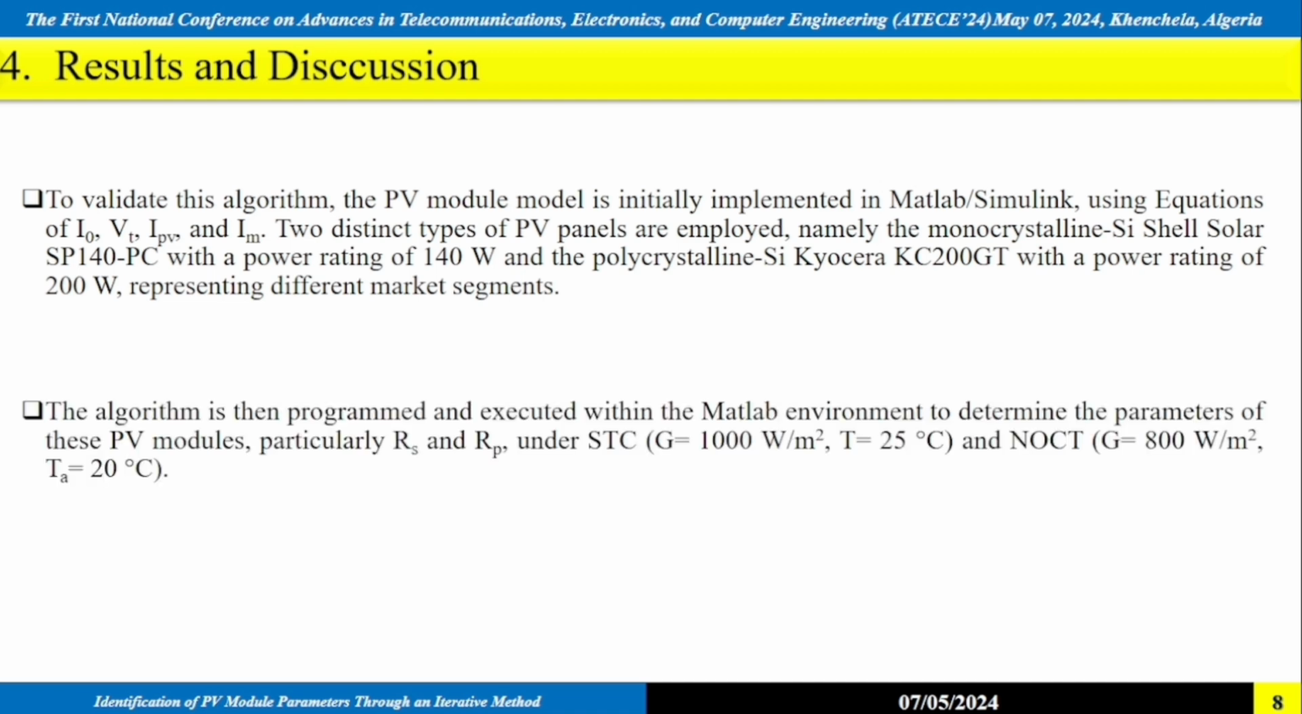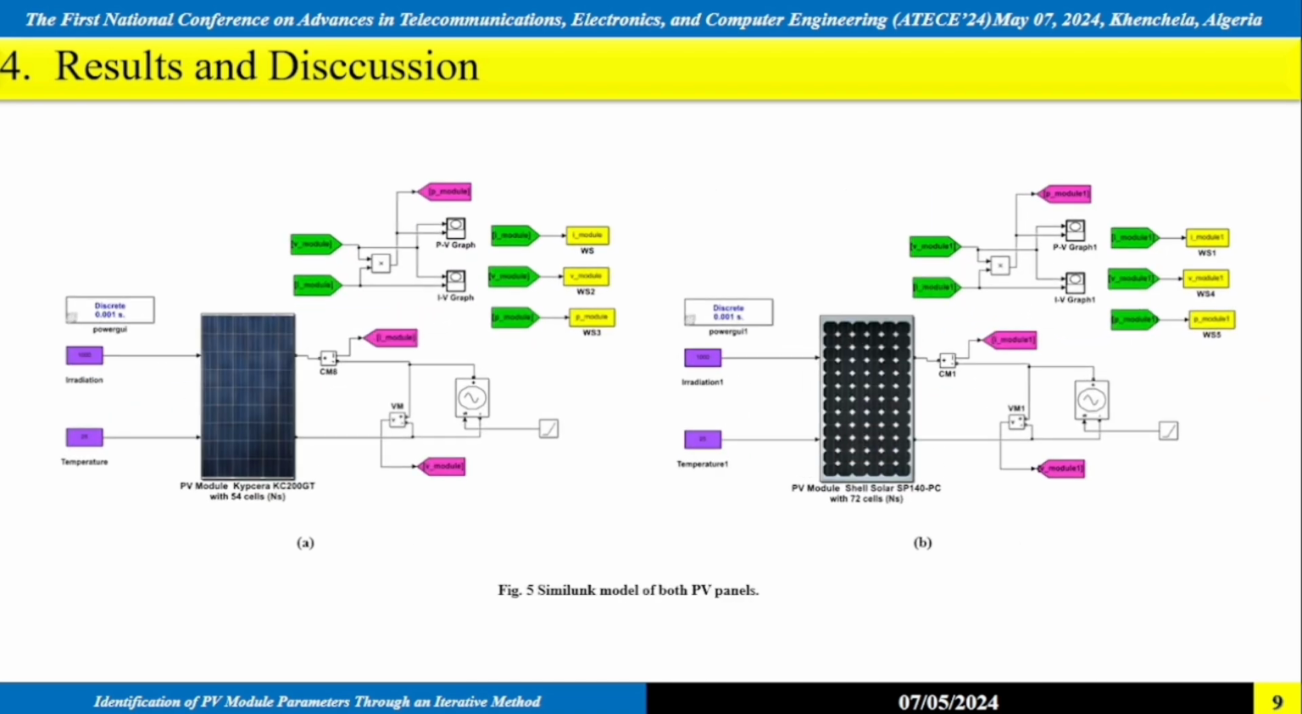The algorithm is then programmed and executed within the Matlab environment to determine the unknown parameters RS and RP during STC and at NOCT. These are the two models of the two panels. This is for the Kyocera and the other one for the Shell Solar.